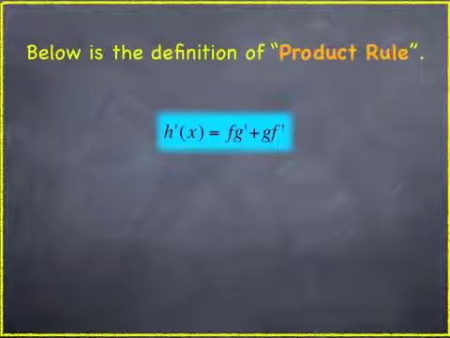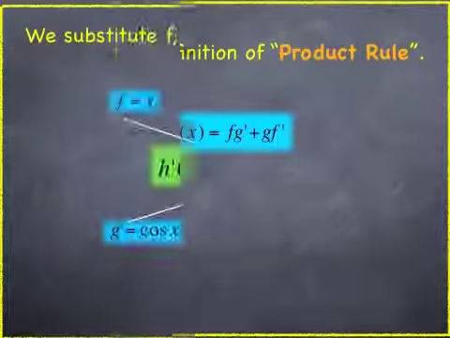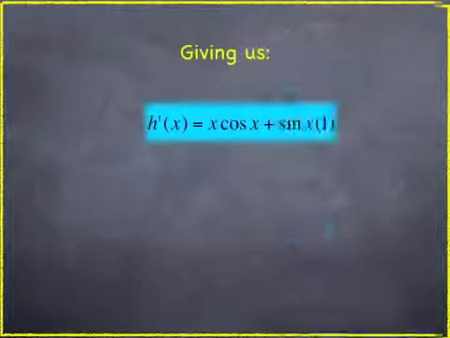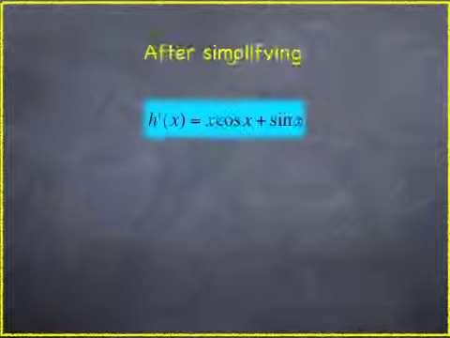Now this is the definition of product rule. It's f, g prime plus g, f prime, and we already know what all those parts are. So we simply substitute what we already identified as f, g, f prime, and g prime into the rule here. And that gives us our new derivative as x times the cosine of x plus sine of x times 1. After simplifying, this is what we have.